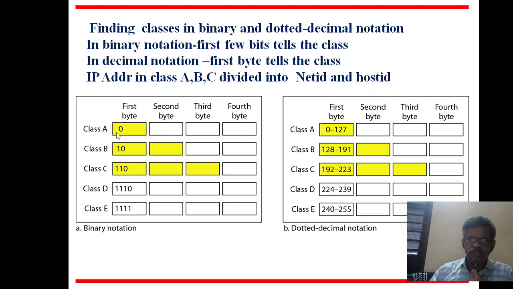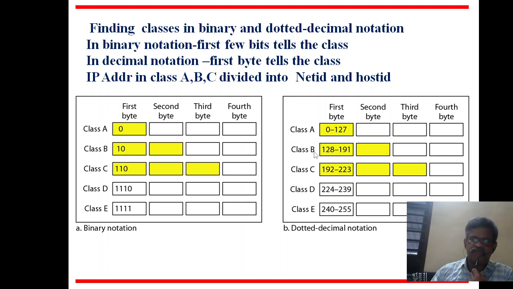Equivalently, when you fix the first bit as 0 and vary the remaining bits, the variation is 0 to 127 in decimal. So this is class A. When you fix the first bit as 1 and the second bit as 0 and vary the other bits, you get 128 to 191. So these are the first bytes in decimal notation. So we don't look at the binary notation. If the first byte is between 0 and 127, it is class A.